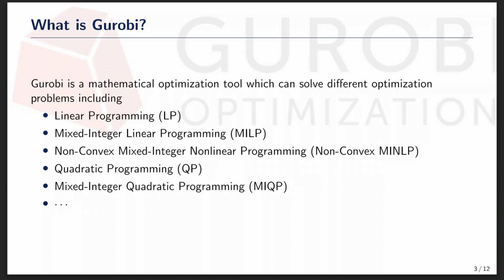So what is Gurobi? Gurobi is a mathematical optimization tool developed using techniques from operations research that allow you to solve different problems, including linear programming, which is when you either maximize or minimize a system of linear equations with a set of linear inequality or equality constraints over a continuous set of variables, or MILP, which is similar to linear programming, but the variables can either be integers or continuous.